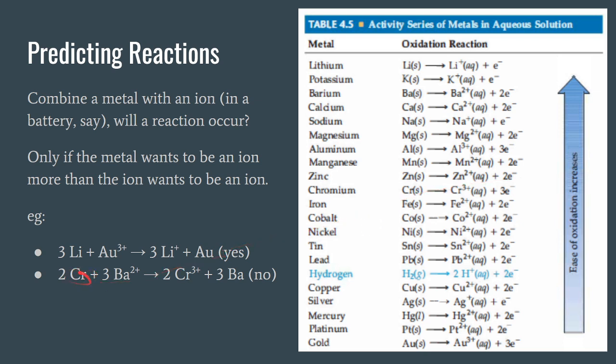Then we come down here to this one, chromium metal and barium ion. We see chromium is right here, and barium is up here. So that means that barium wants to be oxidized more than chromium does. Therefore, this reaction will not occur as written. Barium does not want to be reduced. Chromium does want to be oxidized. All these metals want to be oxidized somewhat. It's just a matter of which one wants to be oxidized more. Barium wants to be oxidized more than chromium does.